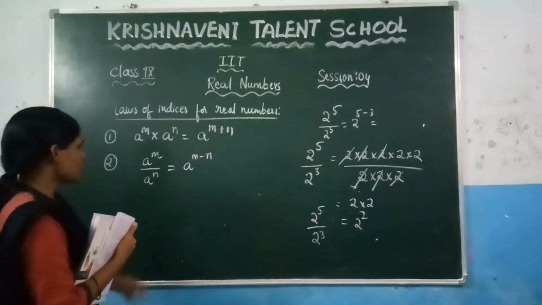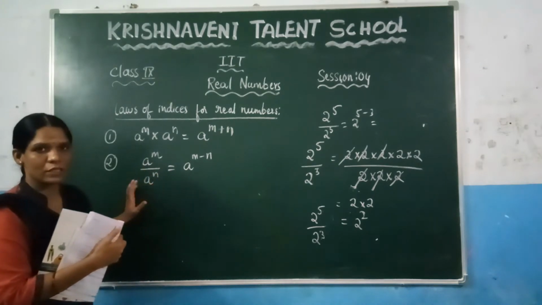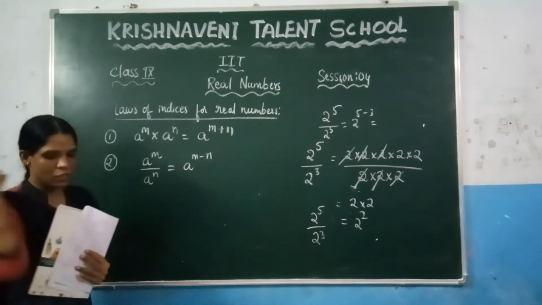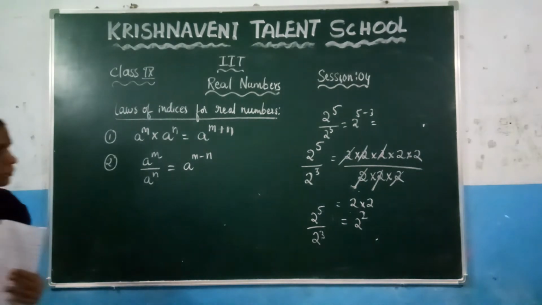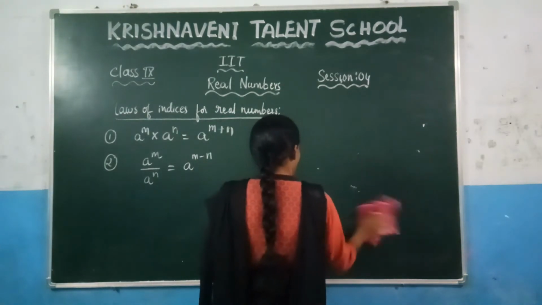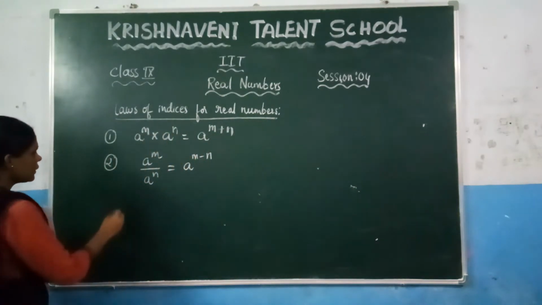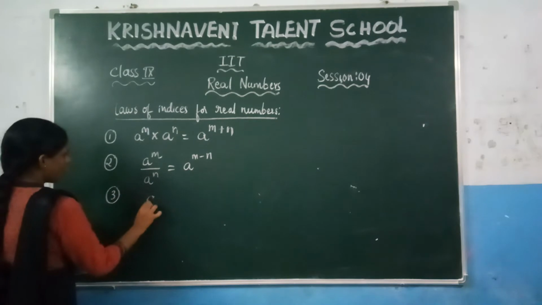So what we can say here, if the bases are same and if you are dividing, you need to subtract the power. This is the second one. Now see the next one. The third one, which is a power 0.